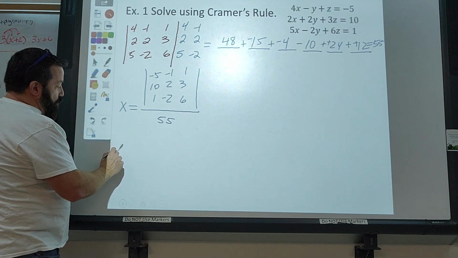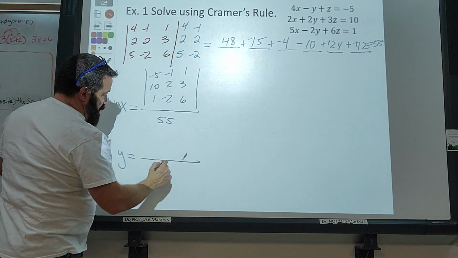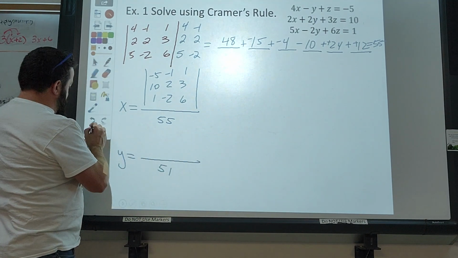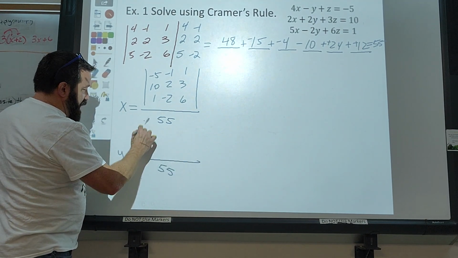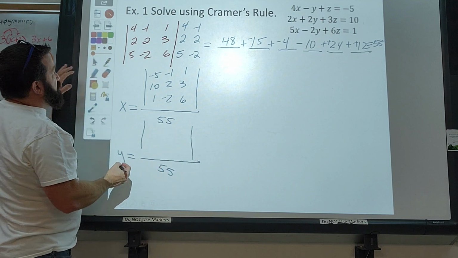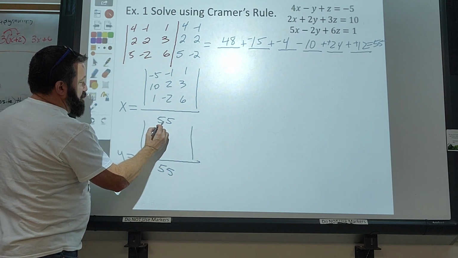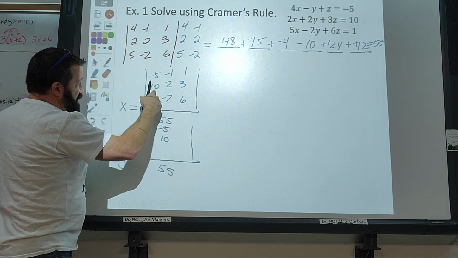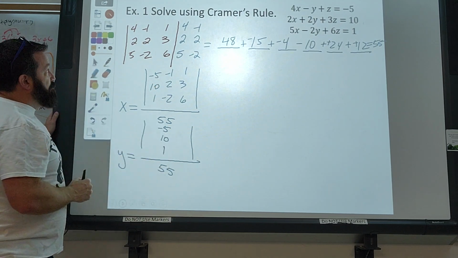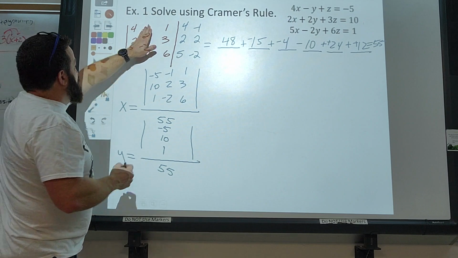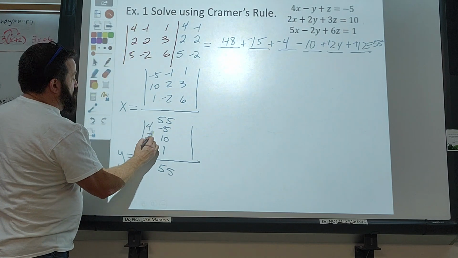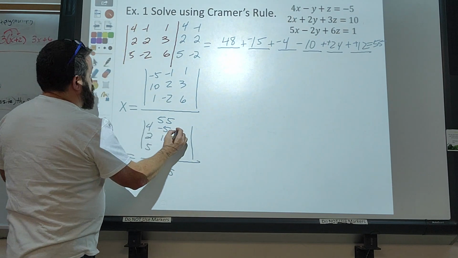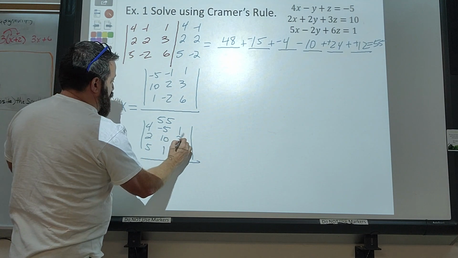And when I go through and do y equals, it's going to also be over 55. And I'm going to have a 3 by 3 I have to do here for that as well. But this time, for this one, kind of run into my 55 there. I apologize for that. But the negative 5, 10, and 1 goes in the middle column. So the left is going to be 4, 2, 5. And the right is going to be 1, 3, 6.